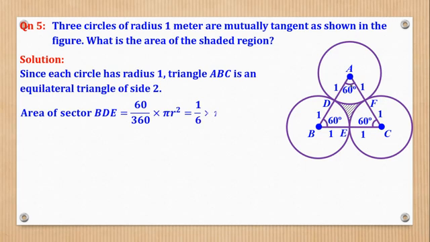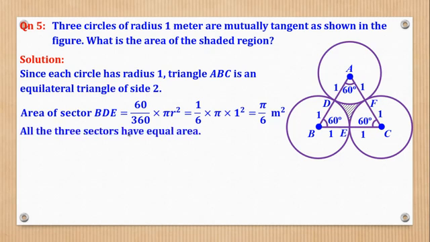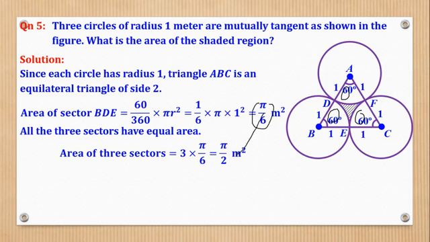Okay, so area of sector BDE, this sector, is equal to 60 over 360 times pi r squared, which gives you pi over 6. So all the three sectors have equal area, this, and this. Therefore, area of the three sectors is got by multiplying this by 3 to come up with pi over 2.